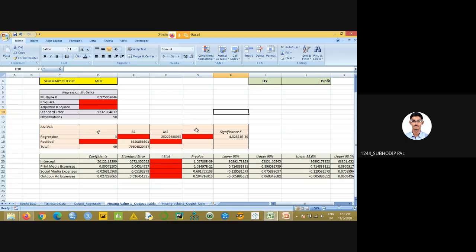Here are some missing values. I want these values from everyone. I want everyone to calculate this.